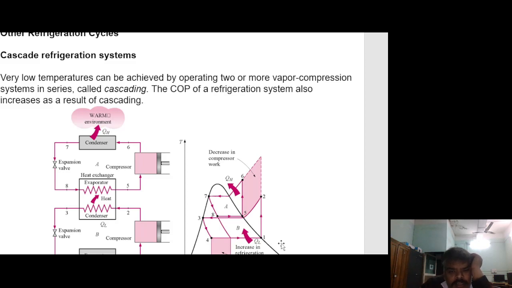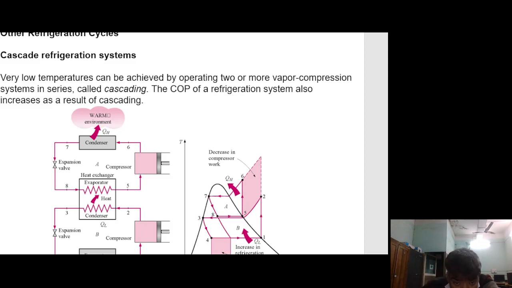Very low temperature can be achieved by operating two or more vapor compression systems in series, called cascading. The COP of the refrigeration system also increases as a result of cascading. Here two vapor compression systems are involved in series. The process 1 2 3 4, after that 5 6 7 8. There is a decrease in compressor work and an increase in refrigeration capacity.